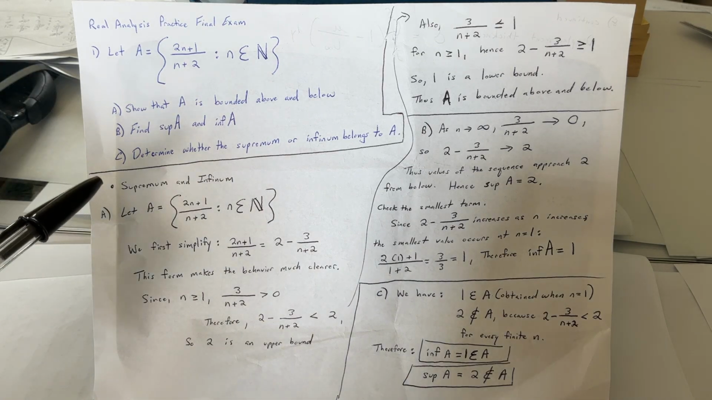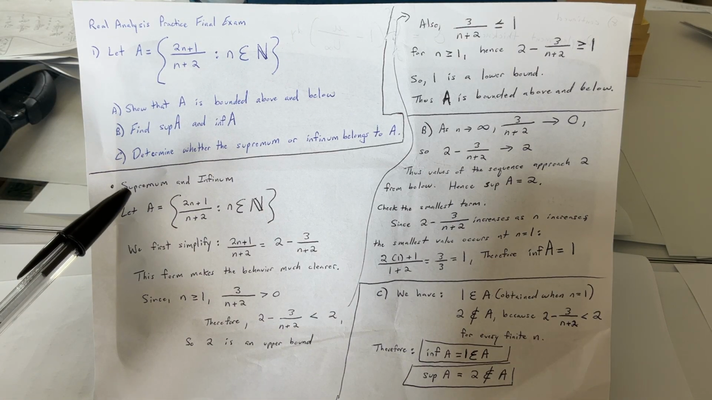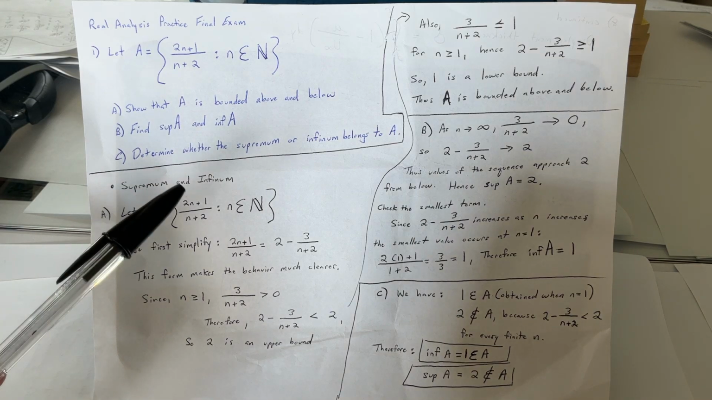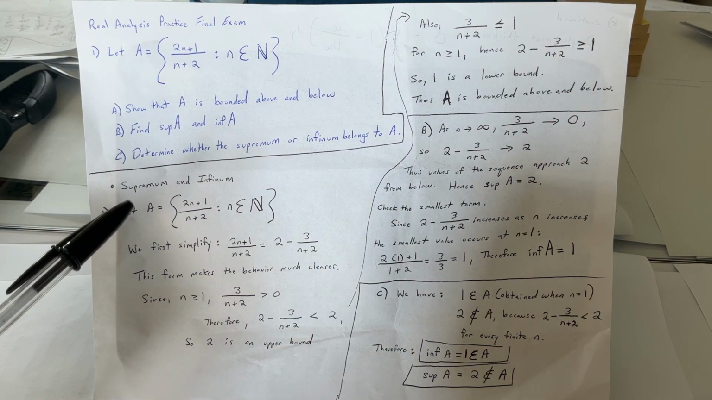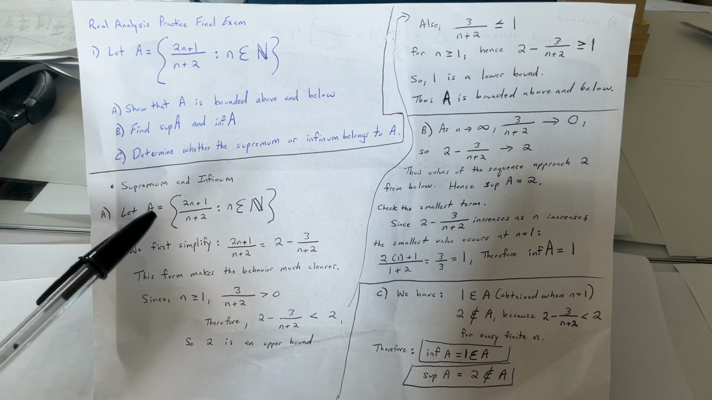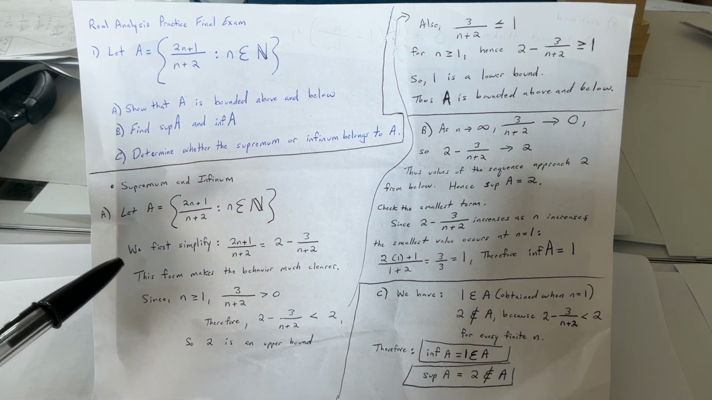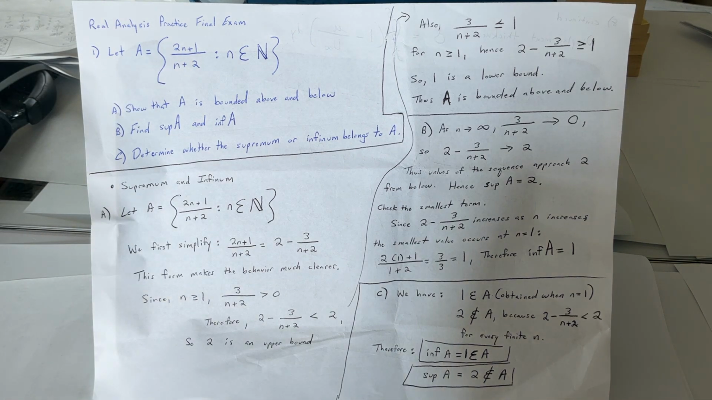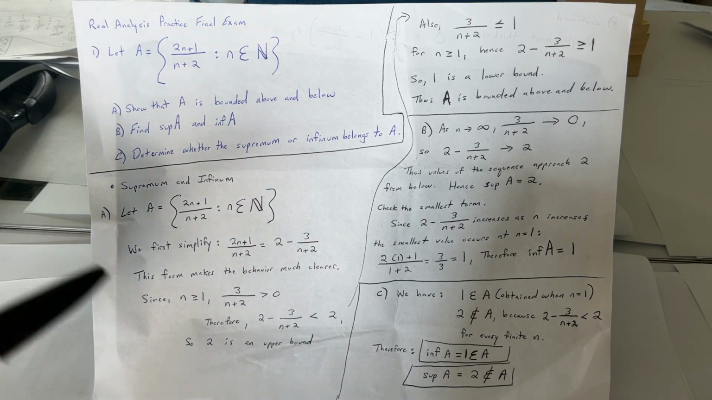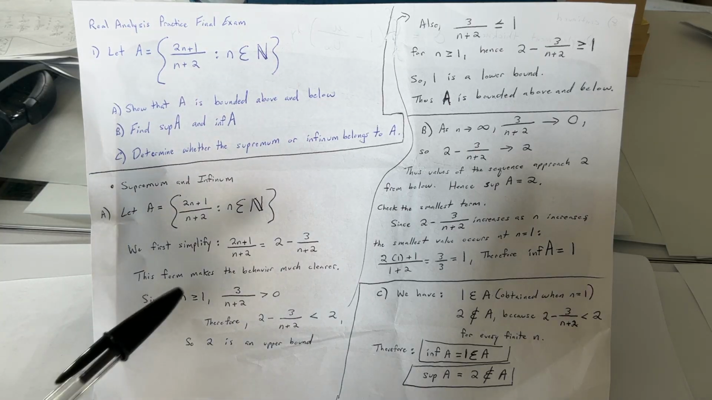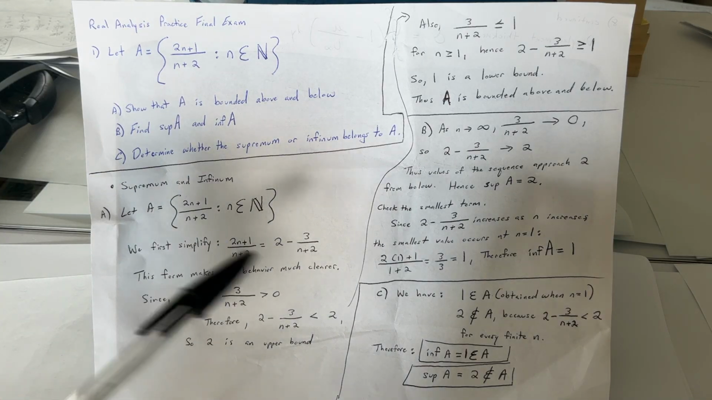Okay, so think in terms of this is going to be a supremum and infimum problem. So what we do here, we let A equal what it's given. We're first going to simplify that 2n plus 1 over n plus 2. That's going to be 2 minus 3 over n plus 2. By the way, I'm going to go through this rather quickly, just so you have a reference, and then you could try it yourself. This way you could check the answers, but we'll go quickly.